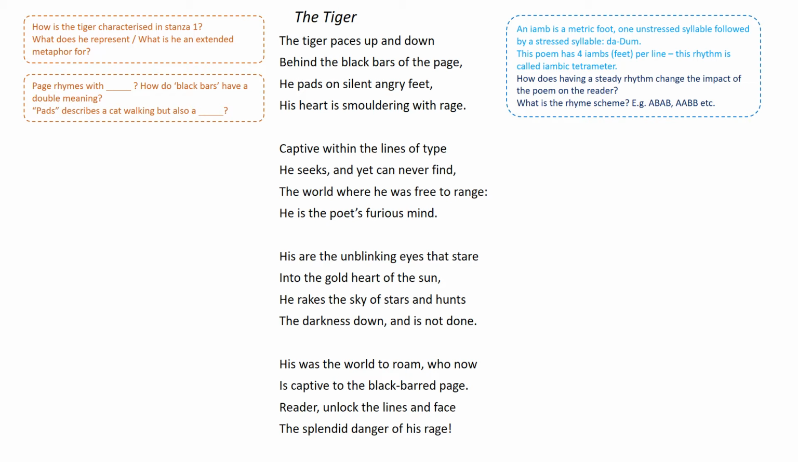All right, so the tiger paces up and down, seems pretty straightforward. Behind the black bars of the page. Page seems like a funny word choice, but it does rhyme with something else that has black bars. So black bars has a double meaning here, and page obviously rhymes with cage. He pads on silent, angry feet. Pads could potentially have a double meaning here as well, not just the way a cat walks or stalks, but also something else to do with writing.